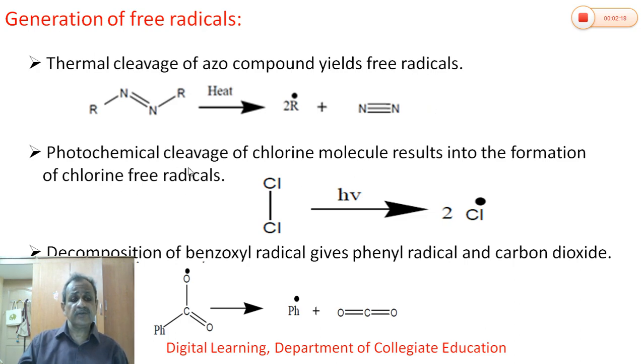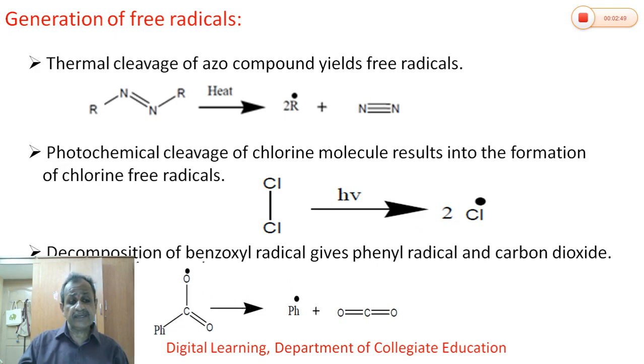Second reaction, photochemical cleavage of chlorine molecule results in the formation of chlorine free radicals. When a chlorine molecule or any halogen molecule is exposed to diffused sunlight, the bond between two chlorine atoms is broken homolytically and both chlorine atoms take one electron each, and it converts into chlorine free radicals. We get two chlorine free radicals.